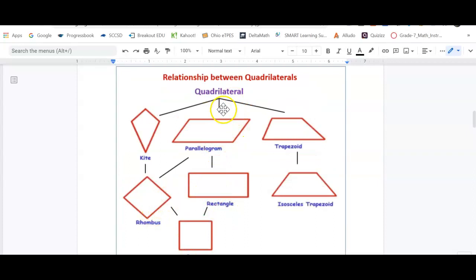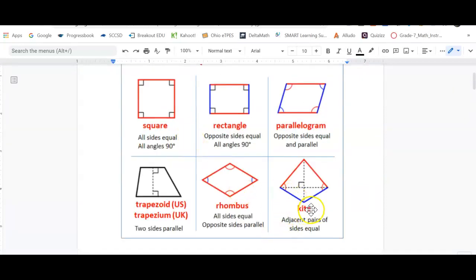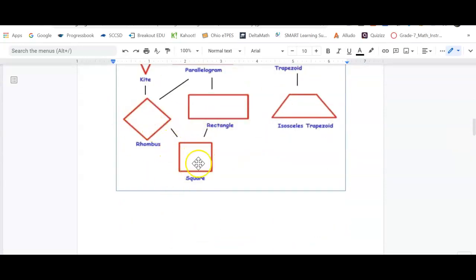Okay, then we also have two other categories of quadrilaterals, which would be a kite. And what that means is adjacent pairs of lines. Adjacent means they're sitting next to each other. They share a vertex. They're equal lengths. So these two are equal, these two up here are equal. So we can have a specific type of kite, which would be a rhombus. A square is also a rhombus. So that's why square branches off of either of those.